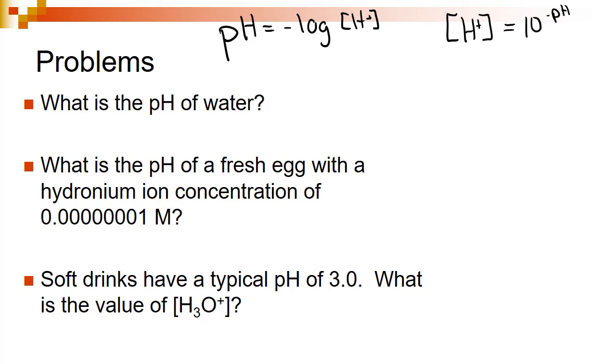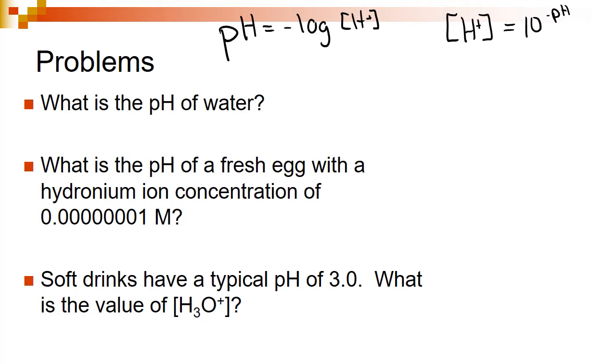Now this is a log system. It's based on a base 10. So for every increase in pH, you've changed the concentration by 10 times. So it's kind of fun when you start actually looking at the math behind it. So if you're a math whiz or a math enthusiast, go back and look at that. It's kind of cool to look at.